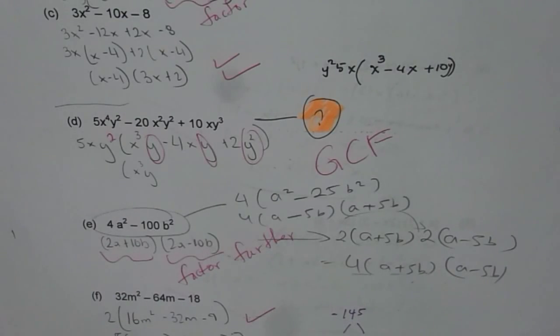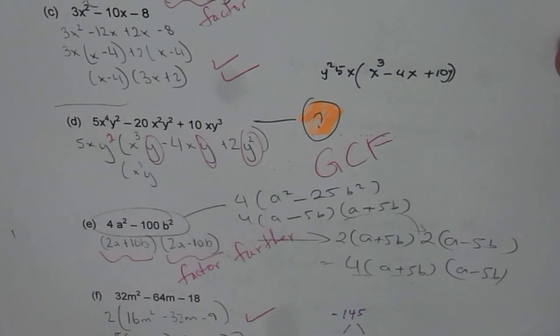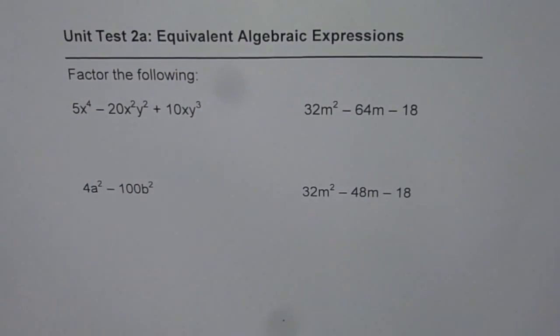I'm Anil Kumar, and here are a few more factoring questions from the test paper which I'd like to share with you. Now we'll try to understand how to solve such questions. Here are these questions. It is Unit Test 2, Equivalent Algebraic Expressions. I'm using 2A since this chapter has algebraic expressions in polynomials and rational functions. So we are considering polynomials at present.